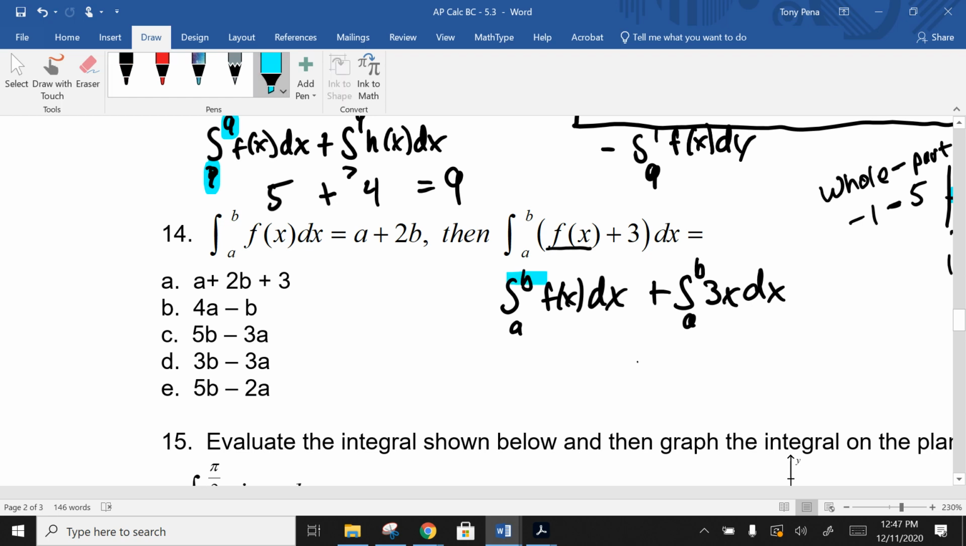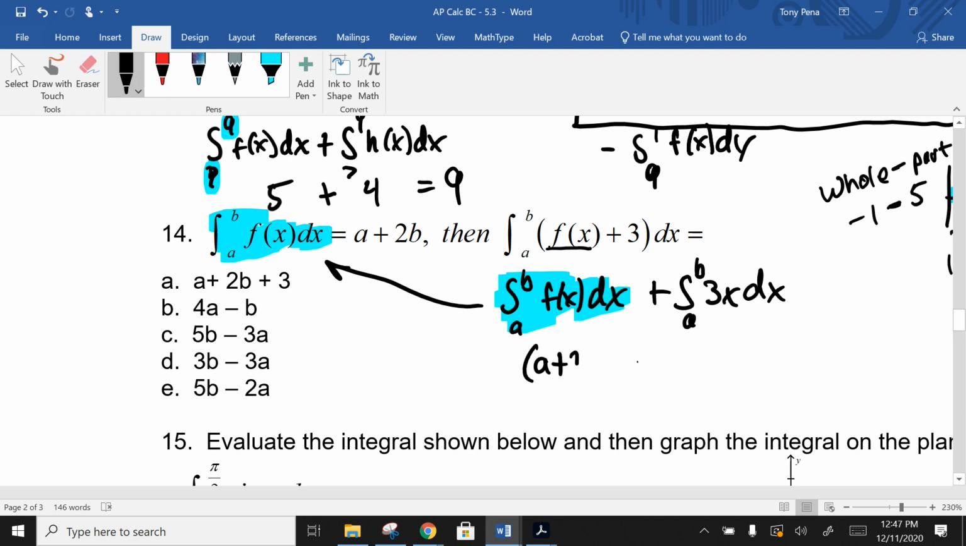Because once those are split, don't we now know what this value is? That's what we were given right here, that if I integrate f of x dx from a to b, all right, I know what this is. That has a value of a plus 2b.